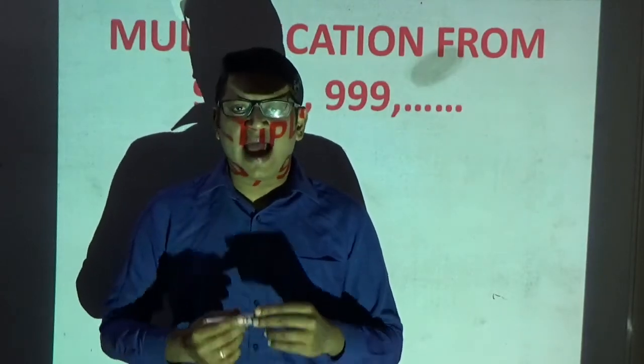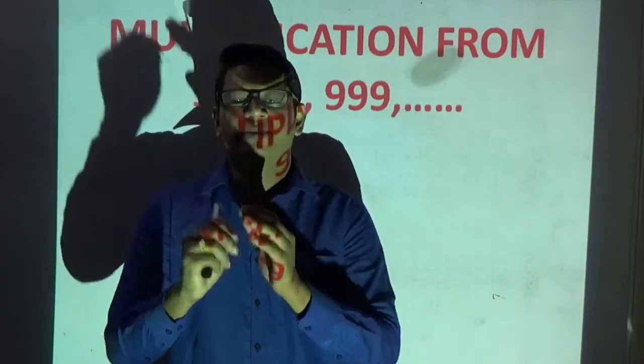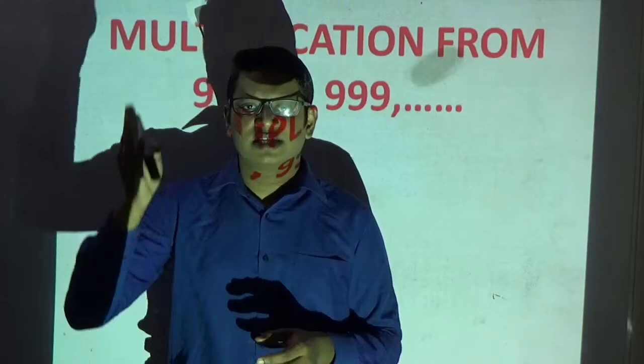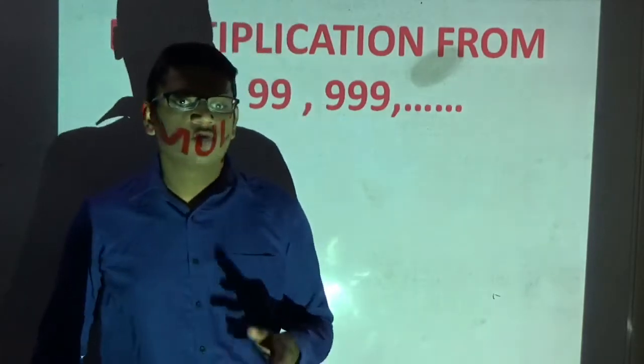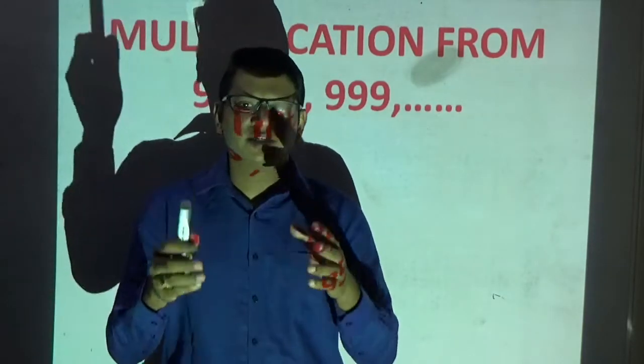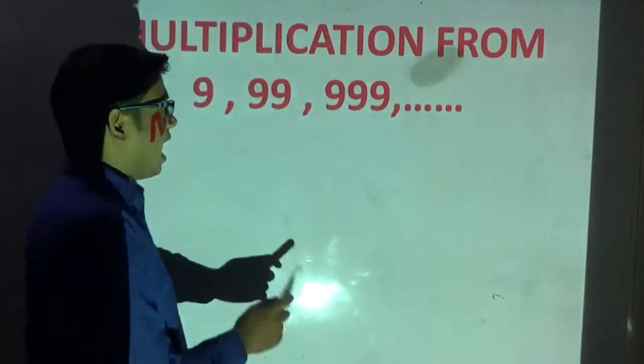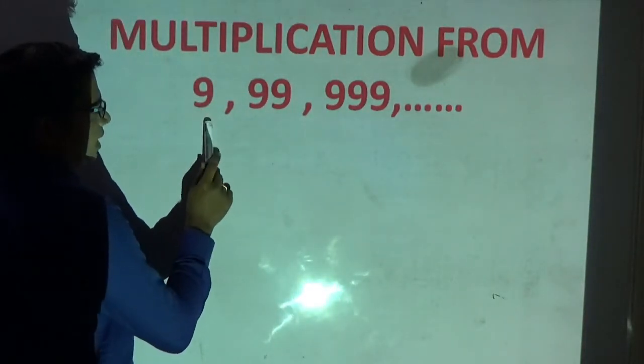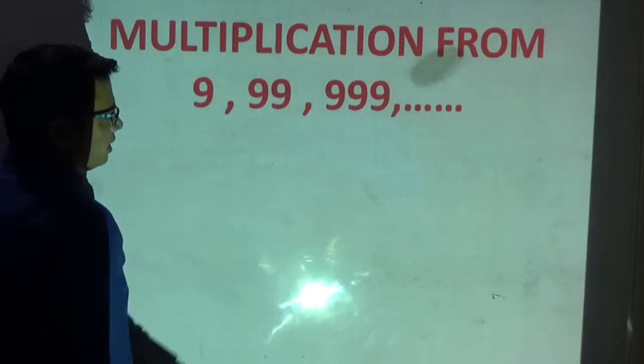In this session, I am going to explain how to multiply any number by 9, 99, 999, any number of nines, just like a calculator. So without wasting much of our time, let us go for this session. I am explaining how to do multiplication of any numbers by 9, 99, 999, any number of nines.